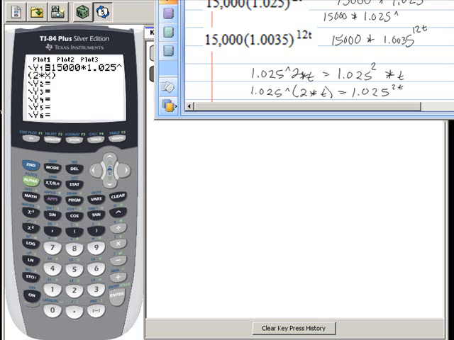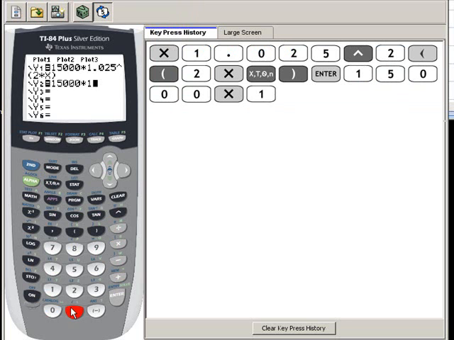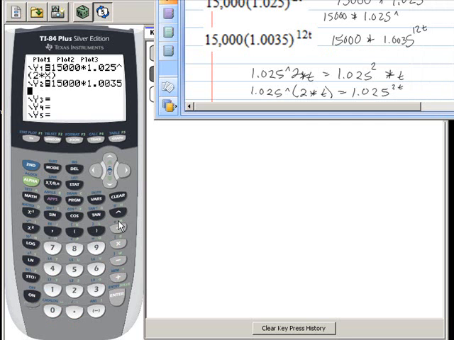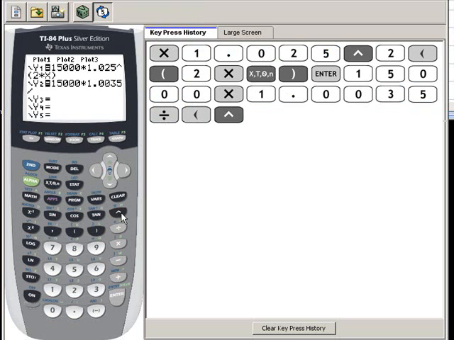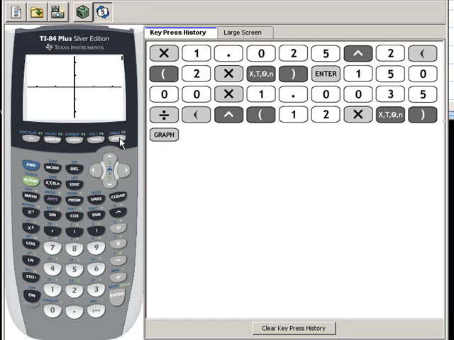And then the second equation that I want to draw is, again, 15,000 times 1.0035 to the, and again, I want to put that in parentheses, 12 times x, indicating I want the whole thing in that exponent, not just the 12, because if I don't put the parentheses, it'll just put the 12. And so whenever I graph it, it's going to graph the first one first and the second one second. So if I graph it, it's going to go.